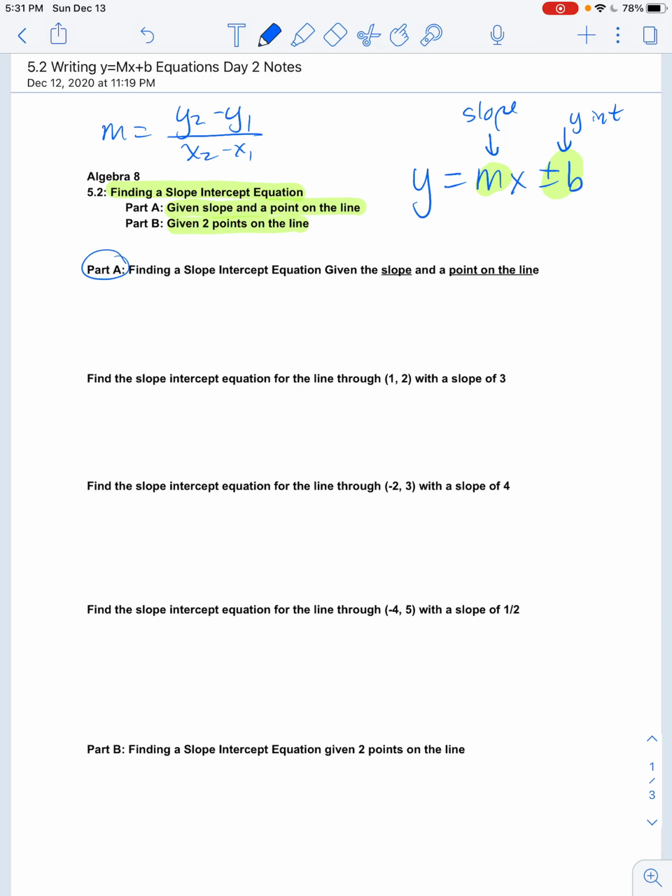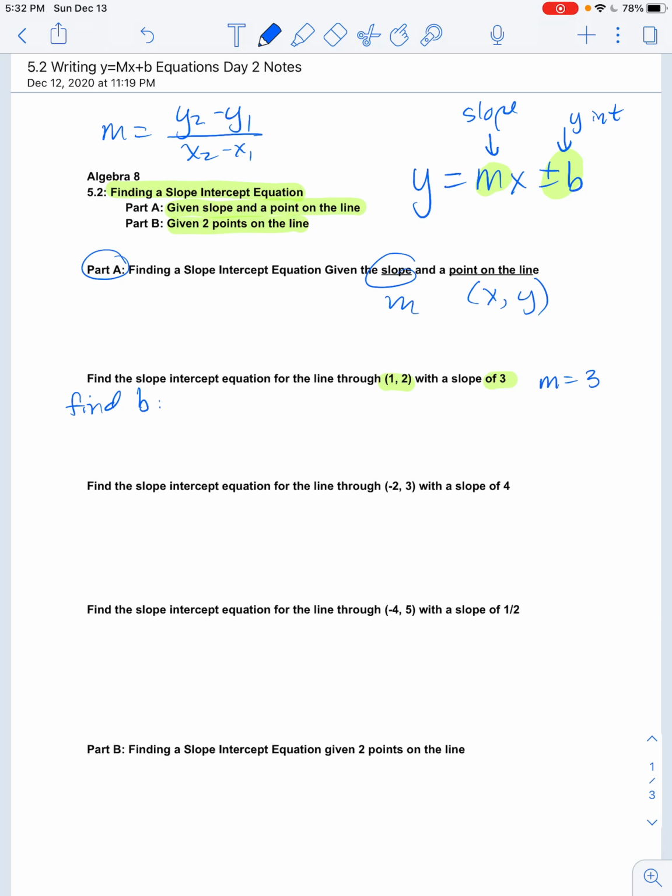It says finding a slope-intercept equation given the slope and a point on the line. So we're going to know the slope and an x and a y that works in the equation. So let's see. In this first example, I know that it goes through (1, 2) with a slope of 3. So I already know one of my two puzzle pieces. My slope is 3. So here is the process, and really watch this and make sense of it because you're going to do this multiple times.